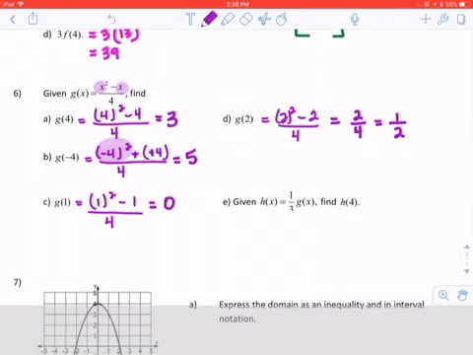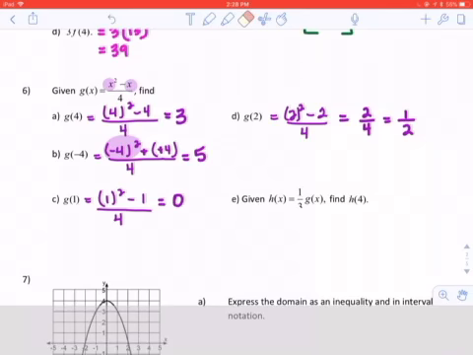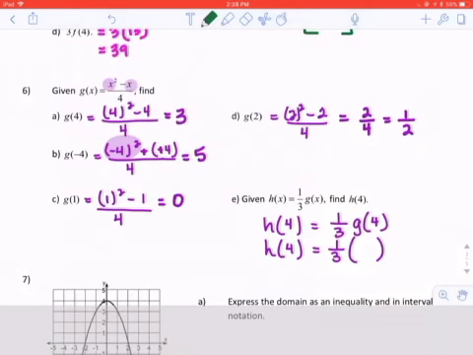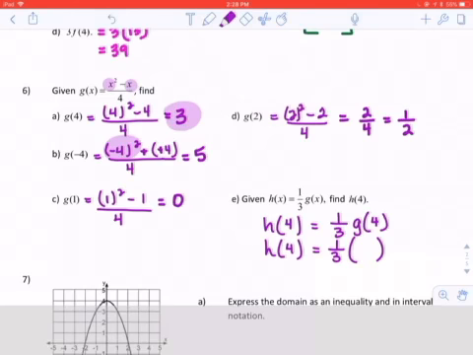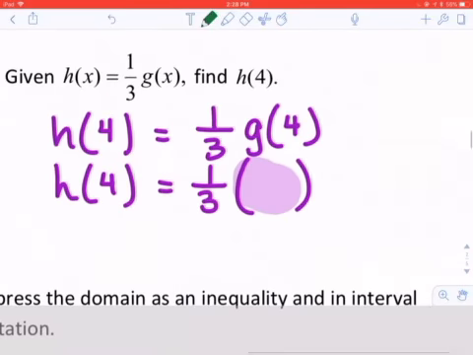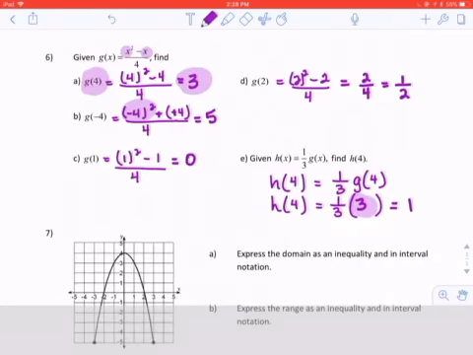All right, one more function in a function. So now we're going to use that g of x function to help us find h of x. h of 4 would be 1/3 times g of 4. So we've got to first figure out what g of 4 is. And actually, we don't need to figure it out. We did already, right here. g of 4 was 3. So what goes in those parentheses there? 3. And what's 1/3 of 3? 1. So h of 4 equals 1.